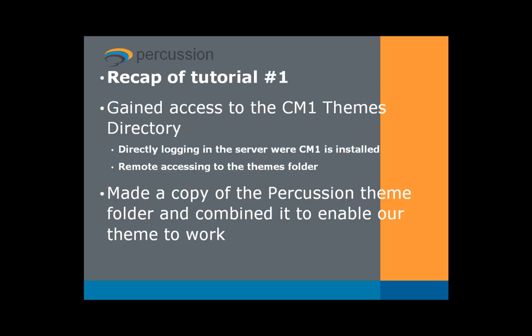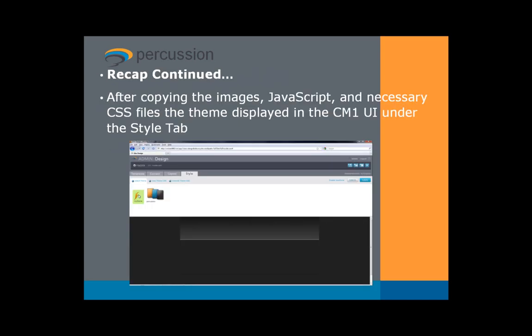Before we get started, let's recap on what we have done in our previous tutorial. First, we needed to gain access to the CM1 themes directory to be able to create and edit themes in CM1. You can achieve this either by directly logging in to your server machine where CM1 is installed, or remote accessing to the themes folder. In our first tutorial, we demonstrated making a copy of the percussion theme folder and modifying it to get our own theme to work. After copying the images, JavaScript files, and necessary CSS files, the theme showed up in our CM1 UI under the Style tab.